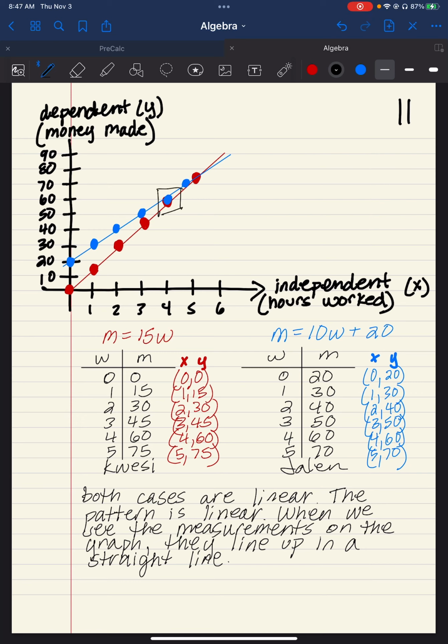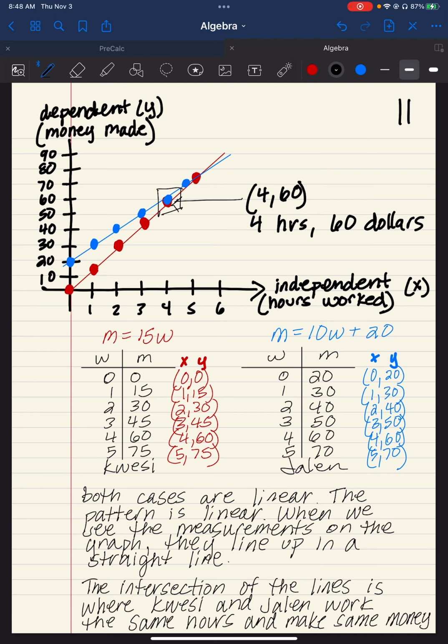And sometimes we like to label this point right here, and in this case we're calling this point of intersection, and it is at 4, 60. So that's 4 hours, $60. All right, so this is a good introduction conceptually, kind of what's going on with linear patterns.